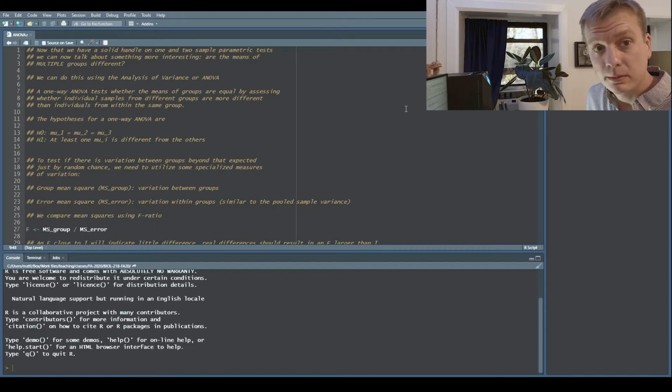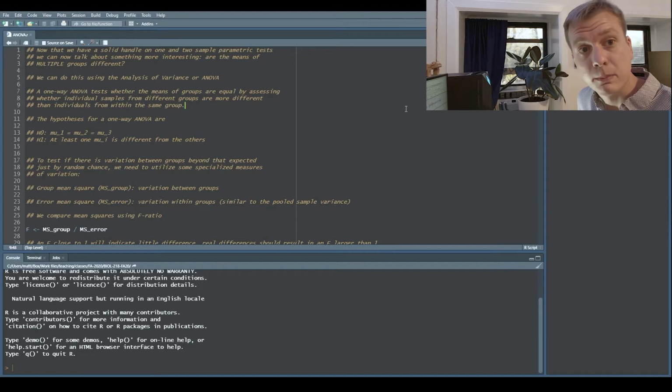A one-way ANOVA, which is what we're going to be going over here, is a test of whether the means of the groups are equal by assessing whether individual samples from different groups are more different than individuals from within groups. The hypothesis for a one-way ANOVA is very simple. The null hypothesis is that the mean of group 1 equals the mean of group 2, and that equals the mean of group 3. The alternative hypothesis is that at least one mu, at least one population mean, is different from the others. It doesn't tell us which one, it doesn't tell us how many, but it tells us that at least one is different.